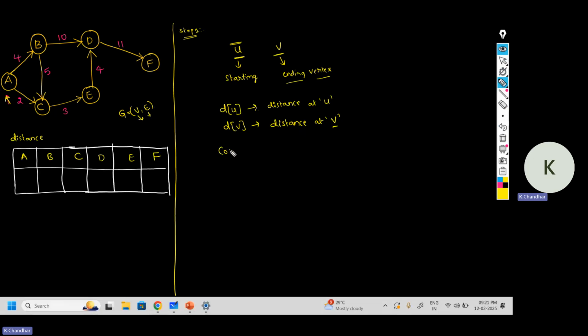And I am going to use another thing, that is the cost function. I am going to write it as cost of U comma V, which conveys the weight of the edge U comma V. So for example, in this graph, A comma B: I want to know the cost of A comma B, which is the weight of the edge between A and B. What is the weight of this edge? 4. So this value is 4. Like that I am going to use this terminology in our Dijkstra algorithm.